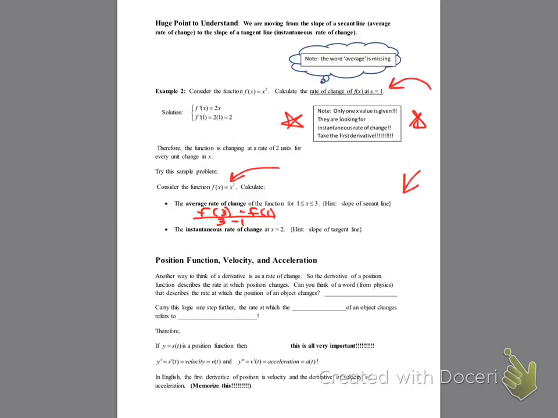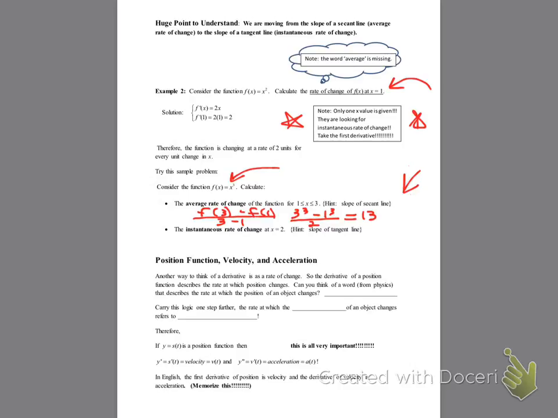So f of 3 would be 3 cubed, because it's a cubic function, minus 1 cubed. That's my numerator for the rate of change, and 3 minus 1 is 2. So 3 cubed is 27, 27 minus 1 cubed, which is 1, is 26, over 2, which equals 13. Now I don't have any units here, so I'm just going to say it's 13 units per unit of time.